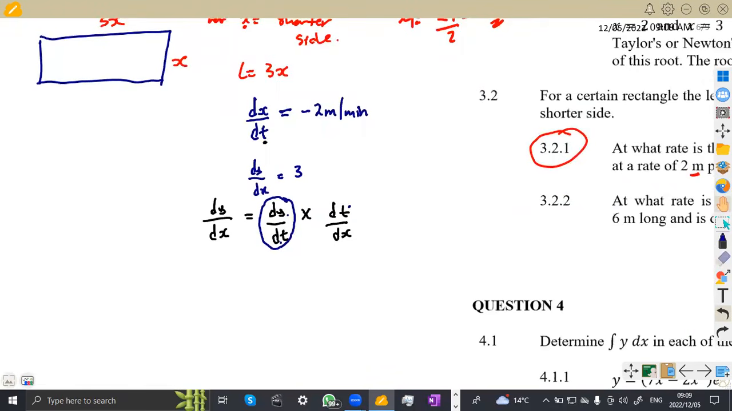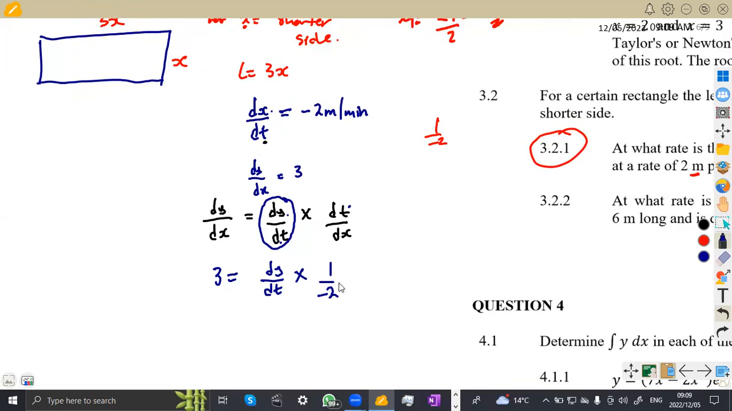We are given previously that dy/dx we calculated as 3. So we got 3 equal to the rate of change of the length with respect to time, which is the one that we need, dy/dt, which we do not know, times dt/dx. Here we have dx/dt, which is minus 2 meters per minute. What about dt/dx? It is simply the inverse of this, so it is going to be 1 over negative 2. That is the inverse.